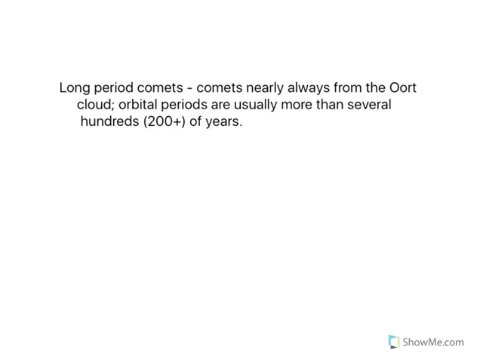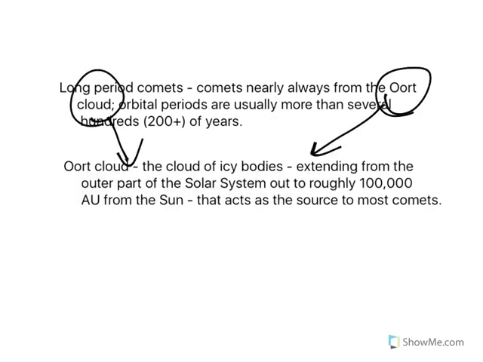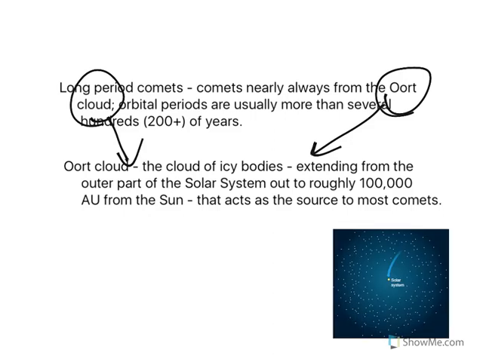Long period comets are comets that are nearly always from the Oort cloud. The periods of long period comets are usually more than several hundred, we're talking more than 200 years. Now what do we mean by this Oort cloud? The Oort cloud is a cloud of icy bodies that acts as the primary source to most of the comets that we see. The Oort cloud extends from the outer part of the solar system to roughly 100,000 AU from the sun.